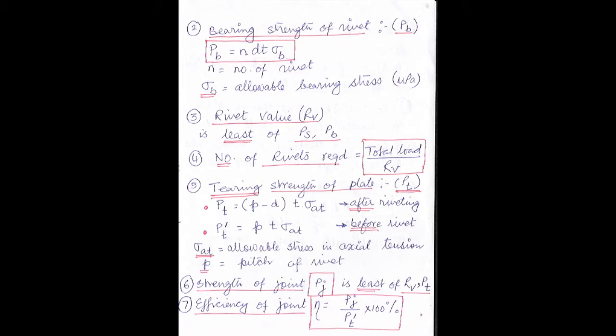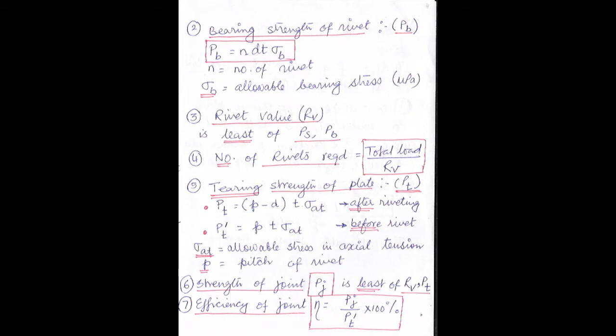First, PT is equal to within bracket P minus d, into T into sigma AT. This is the value of tearing strength after riveting. And before riveting, what is the value of tearing strength? PT dash equal to P into T into sigma AT. What is sigma AT? Sigma AT is the allowable stress in axial tension. It is also in MPa. What is small p? Small p is the pitch of the rivet. Correct? Small d we already know, gross diameter.